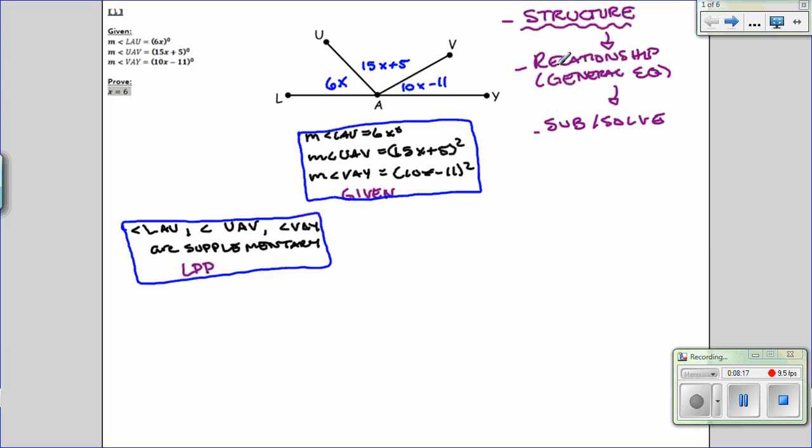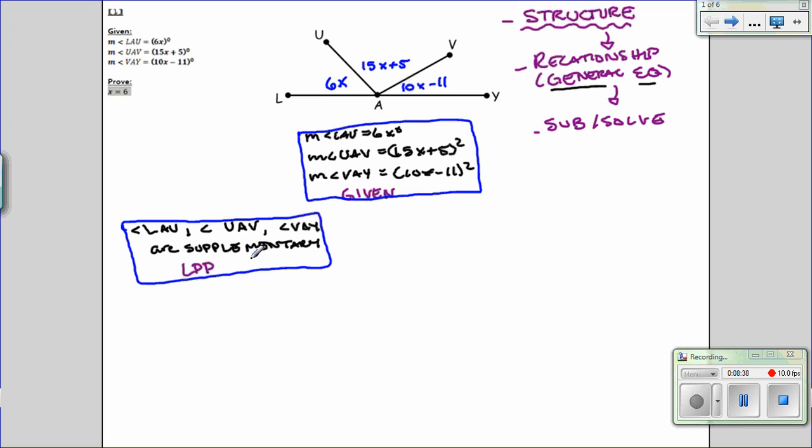Well, if I know that they're supplementary, then by the definition of what it means to be supplementary, they're going to add to 180 degrees. So again, I'm not going to jump too far. I'm not going to jump to the substitute and solve step. I'm just going to establish my general equation. If these three angles are indeed supplementary, I know their measurements have to add to 180 degrees. That's going to be my next step.